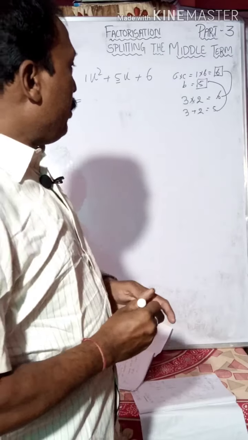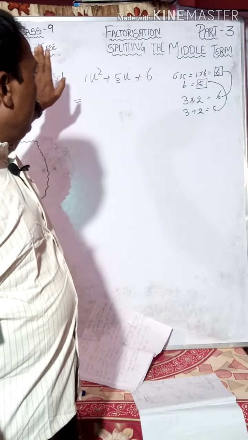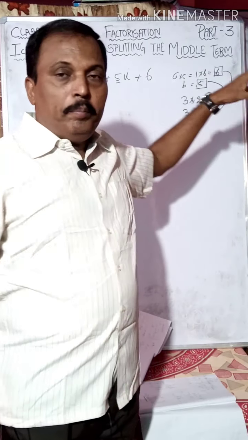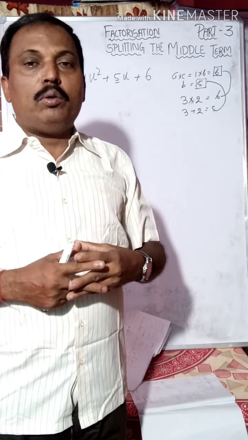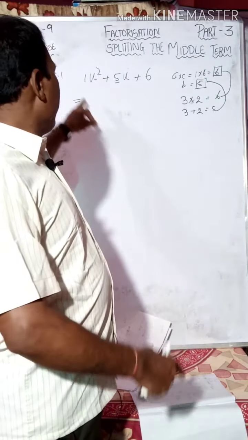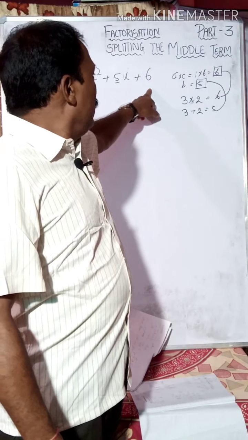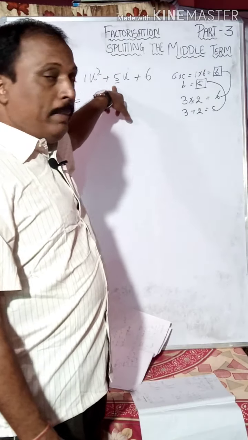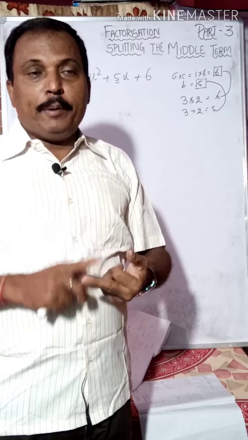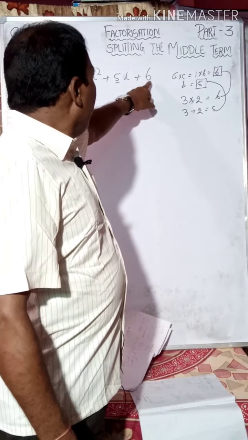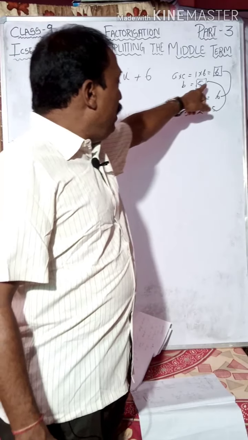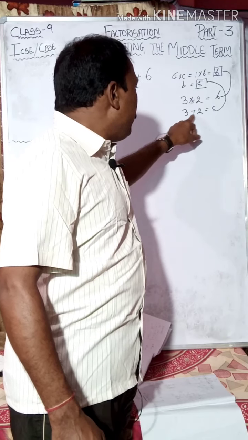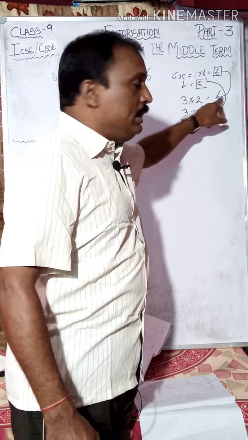Now look carefully and try to understand. The coefficient of x square and the constant number are multiplied to each other, meaning the product of a and c, and the sum of the two numbers will be 5, the middle term or coefficient of x. So 6 times 1 is 6. We break 6 into two factors, 3 into 2. So 3 plus 2 is equal to 5, and 3 into 2 is equal to 6.